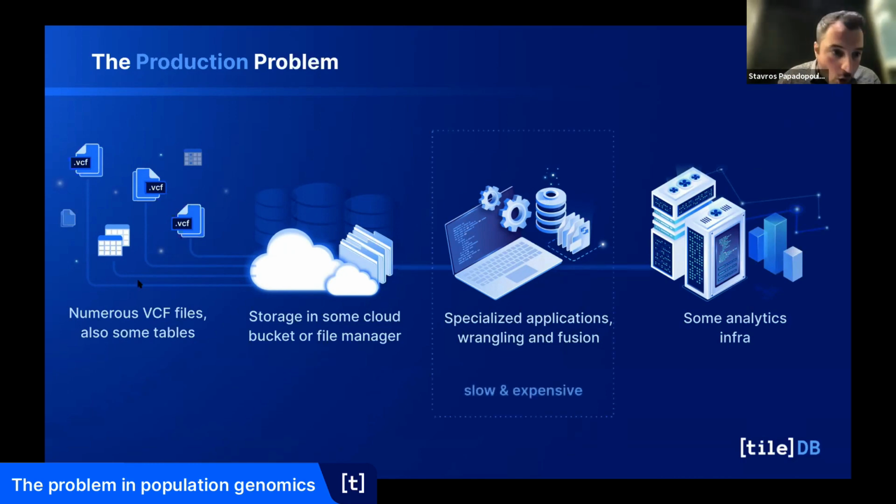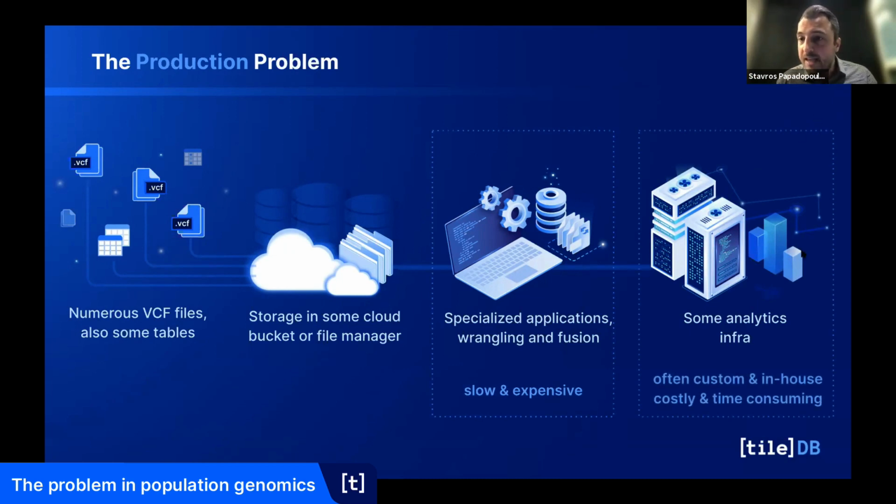Now, because of the production problem, because of these VCFs, this wrangling over here is extremely slow, extremely expensive. And also this infrastructure is most often custom built. Every organization builds a different infrastructure that does the same thing. It analyzes VCFs, and so it is very expensive to build and very time consuming. And this is because the data came in a format that is not analysis ready. It's not ready for analysis. We need to wrangle. We need to build specialized tools to access this kind of data.